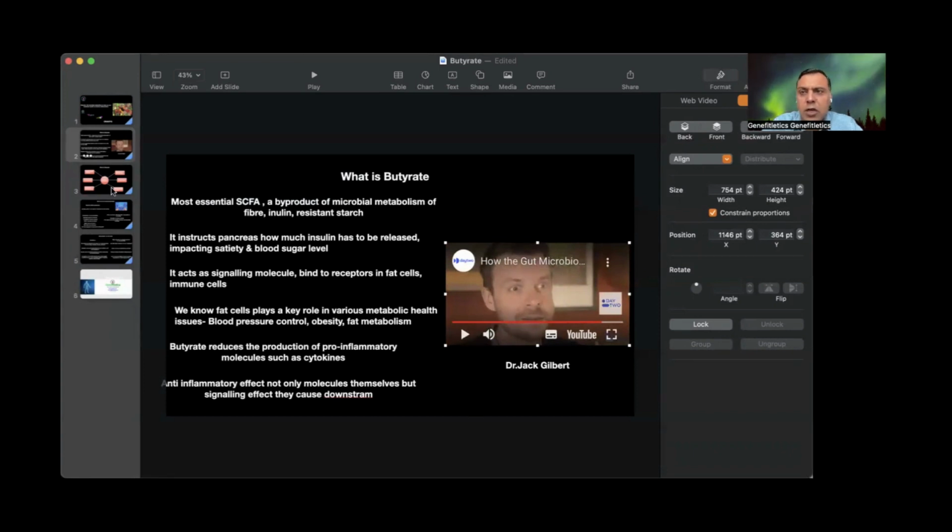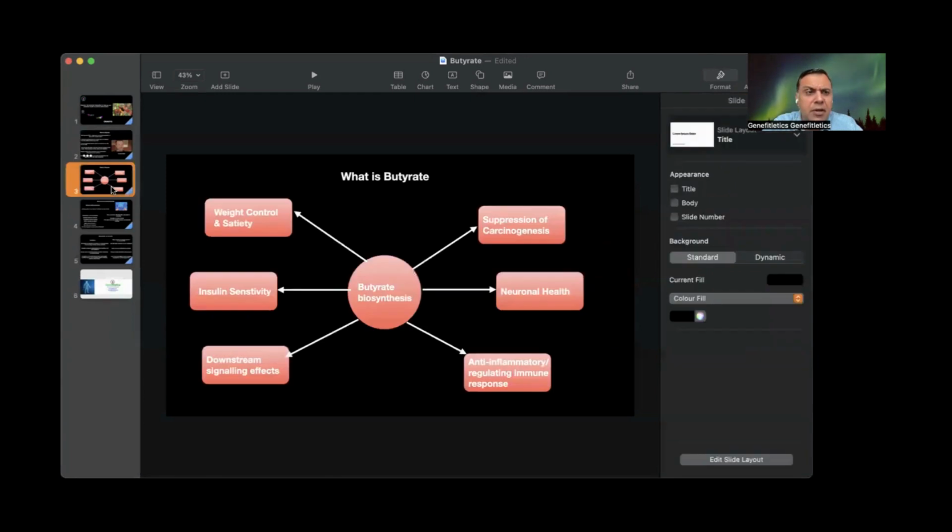Yeah, so Dr. Jack clearly mentions the role of butyrate in regulating insulin sensitivity and impacting the development, or preventing the development, of diabetes. So just to sum up, butyrate helps in weight control and satiety. It can have a signaling effect. It can control your hunger spikes. Via the pancreas, it controls the insulin sensitivity.